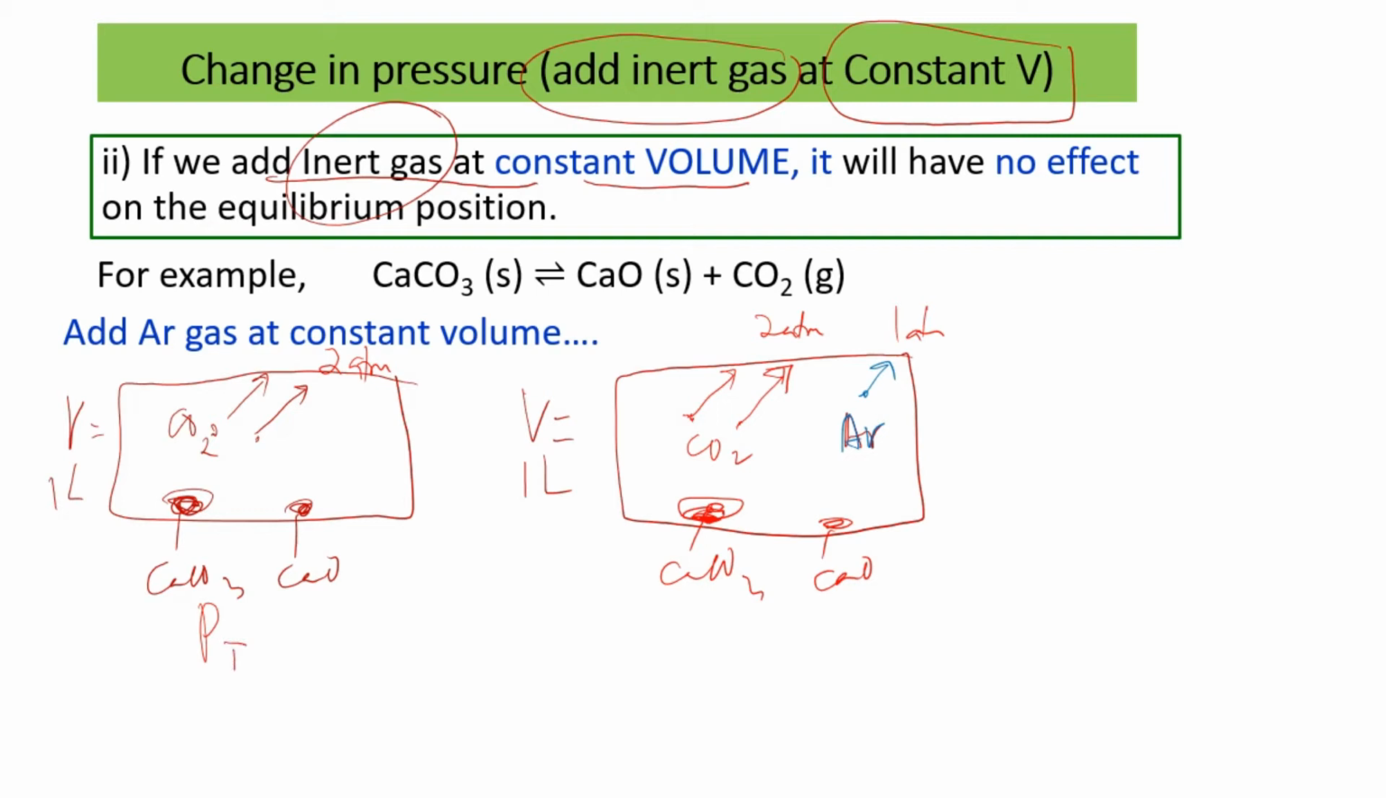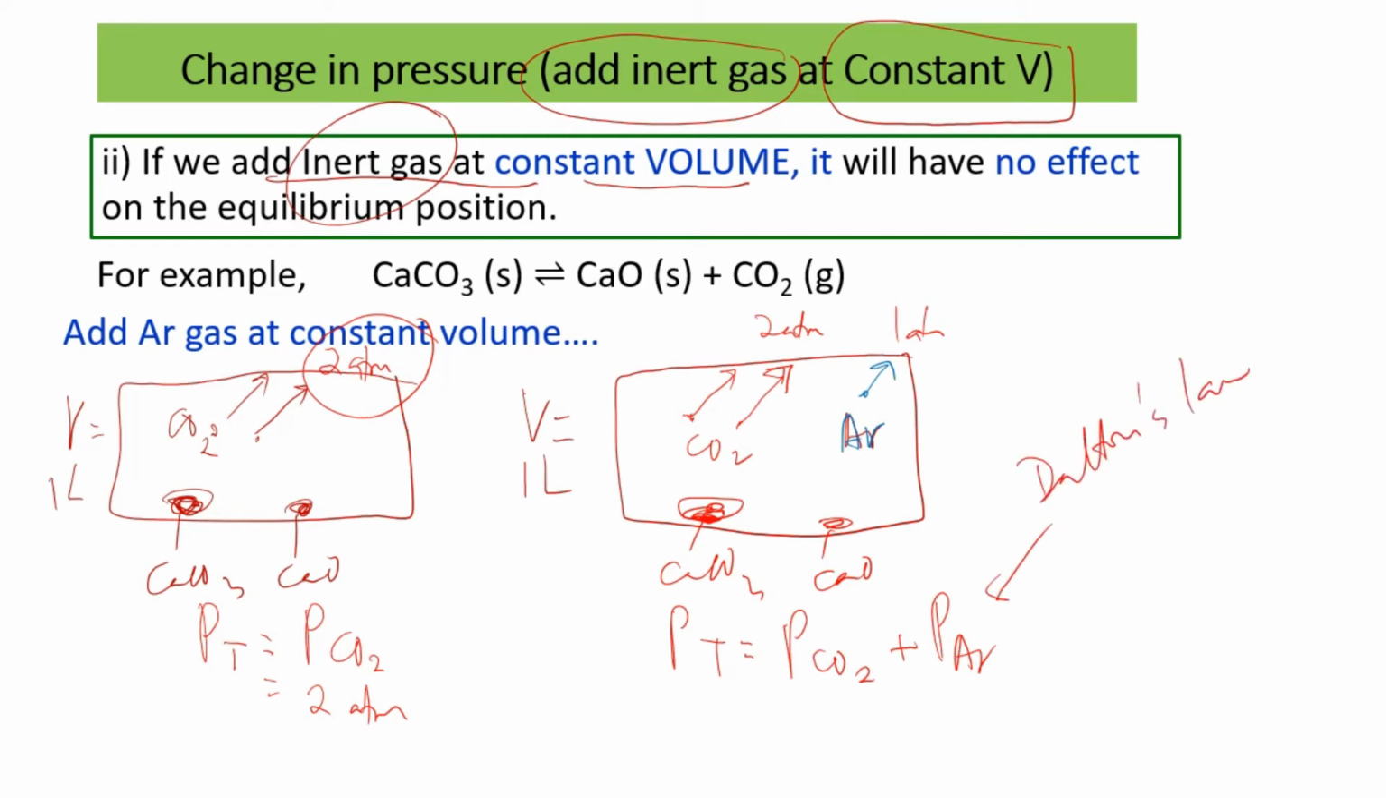P total for the first container is actually 2 atm, because this is due to the pressure of carbon dioxide, 2 atm. For the new container, we would expect the P total should be the partial pressure due to carbon dioxide plus the partial pressure due to argon. This is Dalton's law, remember? Okay, so this is actually 2 atm and 1 atm.